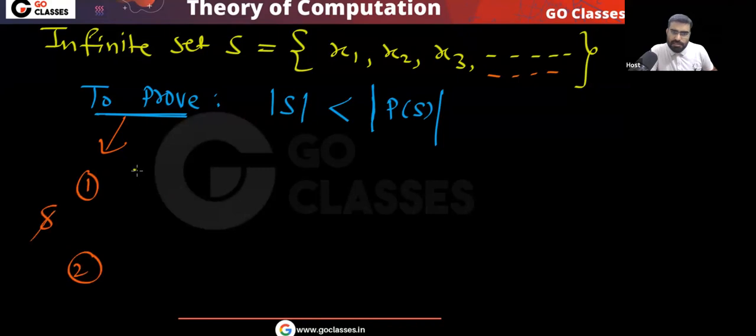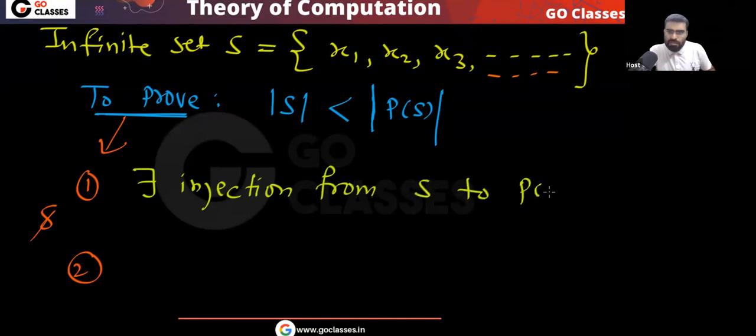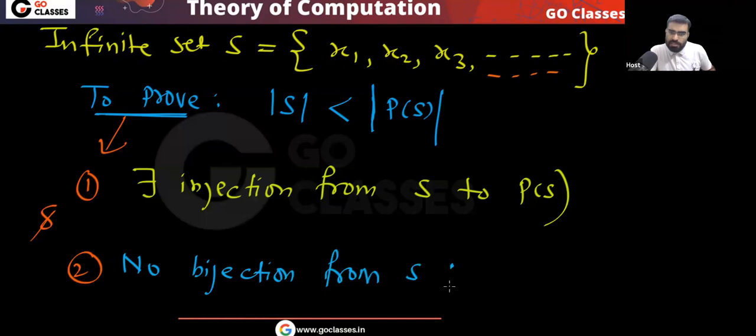The first thing is that there is an injection from S to PS. And the second thing you have to prove is that there is no bijection between S and PS, or I can say there is no bijection from S to PS.